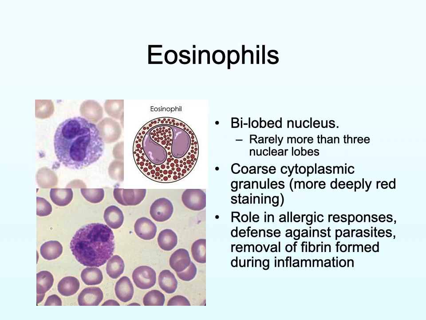Now, eosinophils. An eosinophil has a bilobed nucleus, 1 and 2 lobes there, and very rarely more than 3 lobes. Eosinophils have coarse granules, which are more deeply red stained compared to neutrophils. The functions of eosinophils: they are active during allergic responses, defense against parasites, and removal of fibrin formed during inflammation.